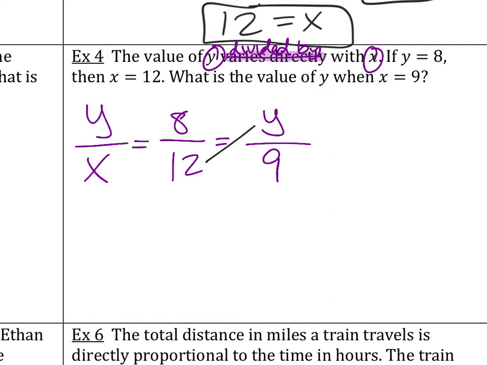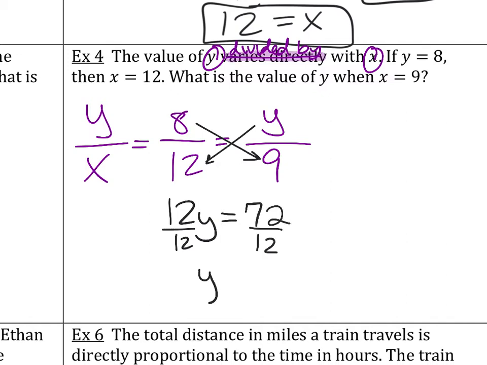So I'm going to cross multiply and then divide. 12 times y is 12y. 9 times 8 is 72. Divide both sides by 12. We'd get y equal to, what is that? 6.